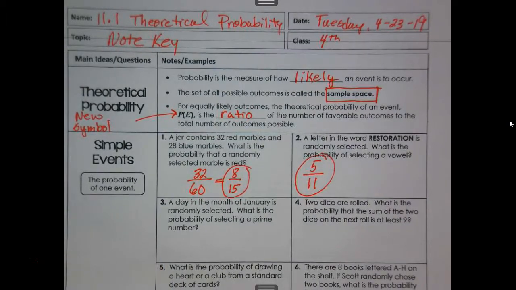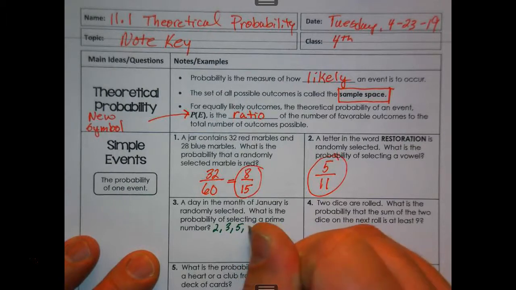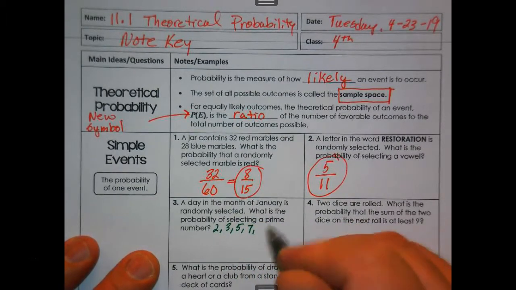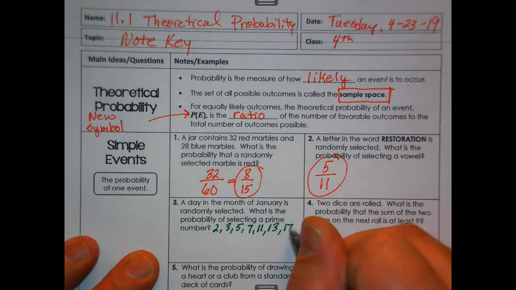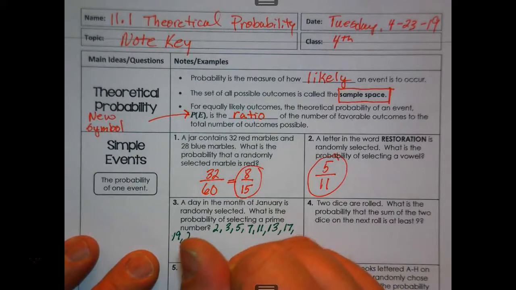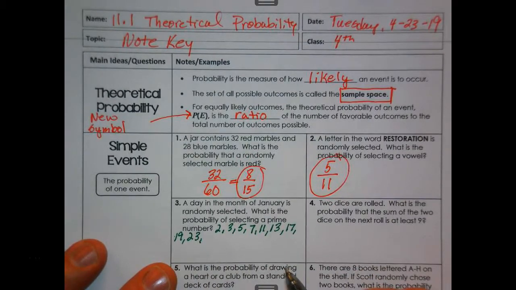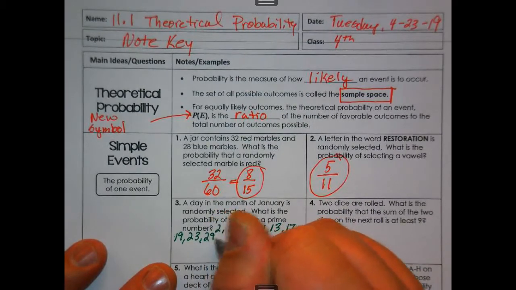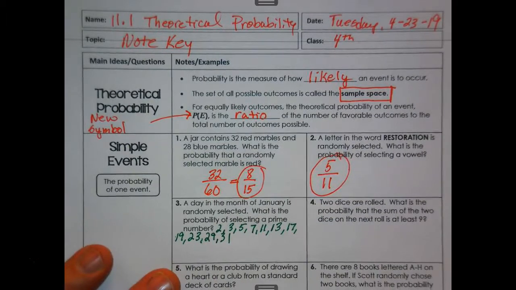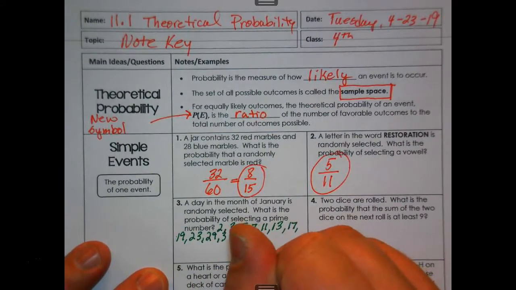Number 3, a day in the month of January is randomly selected. What is the probability of selecting a prime number? 2, 3, 5, 7, 11, 13, 17, 19, 23, 29, 31. Okay, so 1, 2, 3, 4, 5, 6, 7, 8, 9, 10, 11 out of 31.